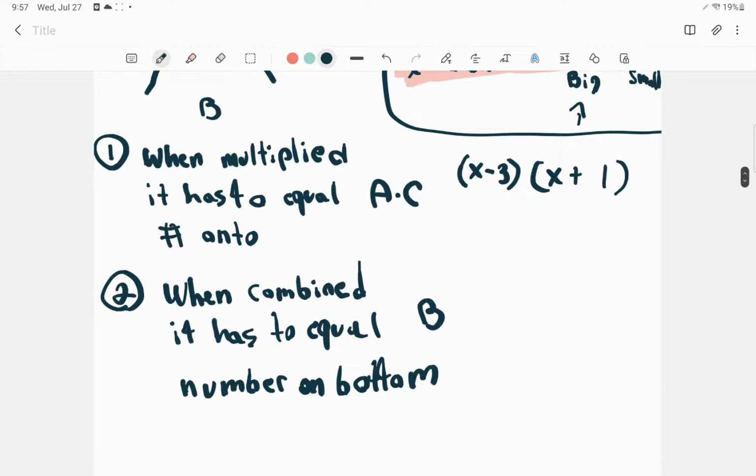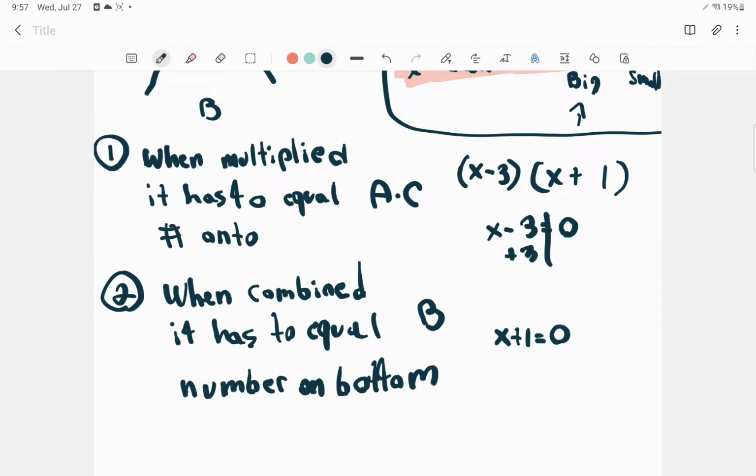So, final thing that we need to find. We found the factors, but now we need to find the solutions. How do you do that? You're going to set each parenthesis equal to 0. So I'm going to write x minus 3 is equal to 0. And then you're also going to do x plus 1 is equal to 0. Now you just solve for x.